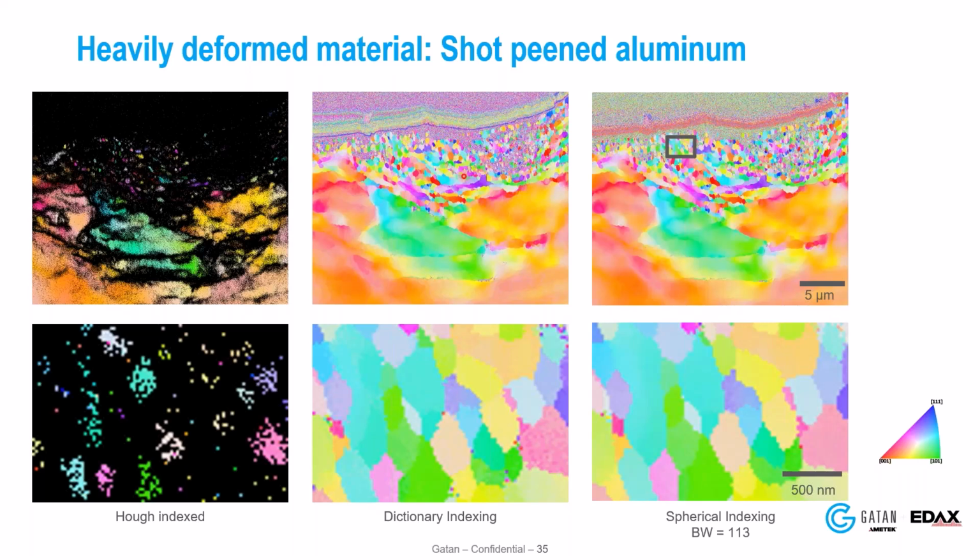When we process this with dictionary indexing, we can resolve, sorry, this is on this side. This is a blow up on the bottom of this area. We can resolve this deformed microstructure. We can resolve these smaller grains on the peen surface. And with spherical indexing, we can reconstruct the same data and data quality, but again, much faster. So this was very encouraging.